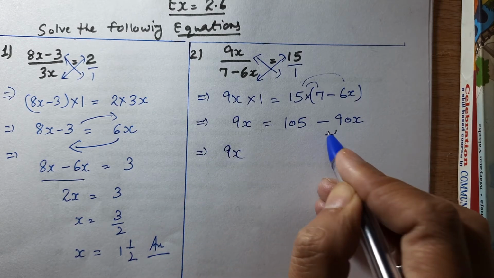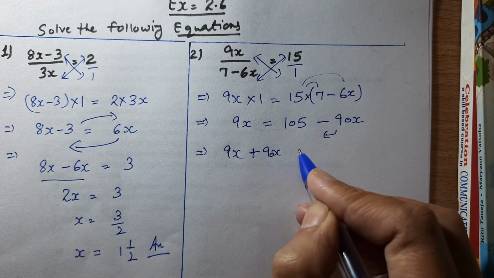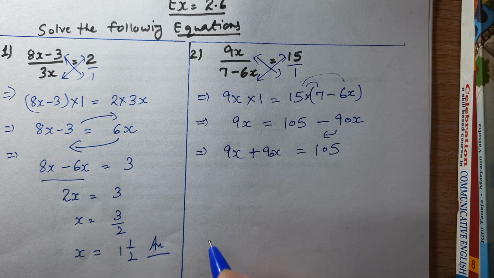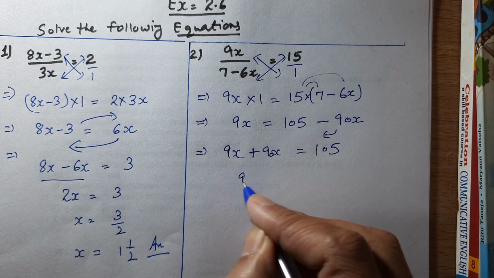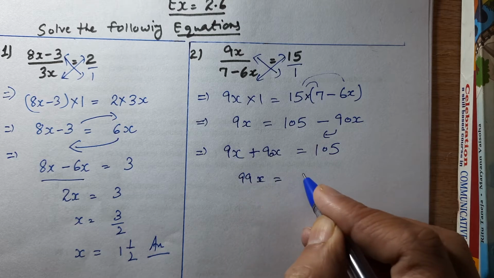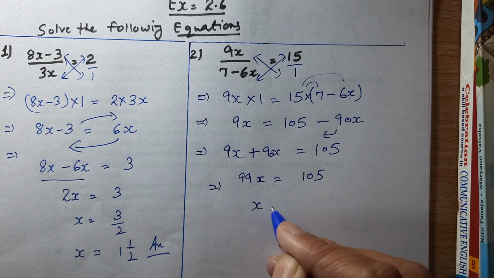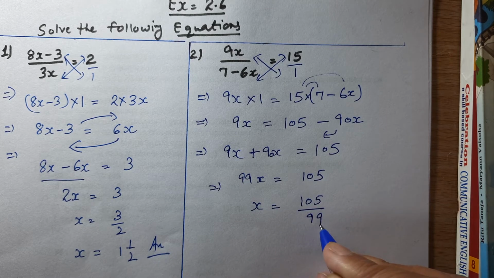Now 9x minus 90x will be transposed to the left hand side. It will change into plus. 90x is equal to 105. Now 90 plus 9x will be 99x is equal to 105. Now these are in multiplication. When transposing, 99 will be in the divided sign along the right hand side. So do the cutting.